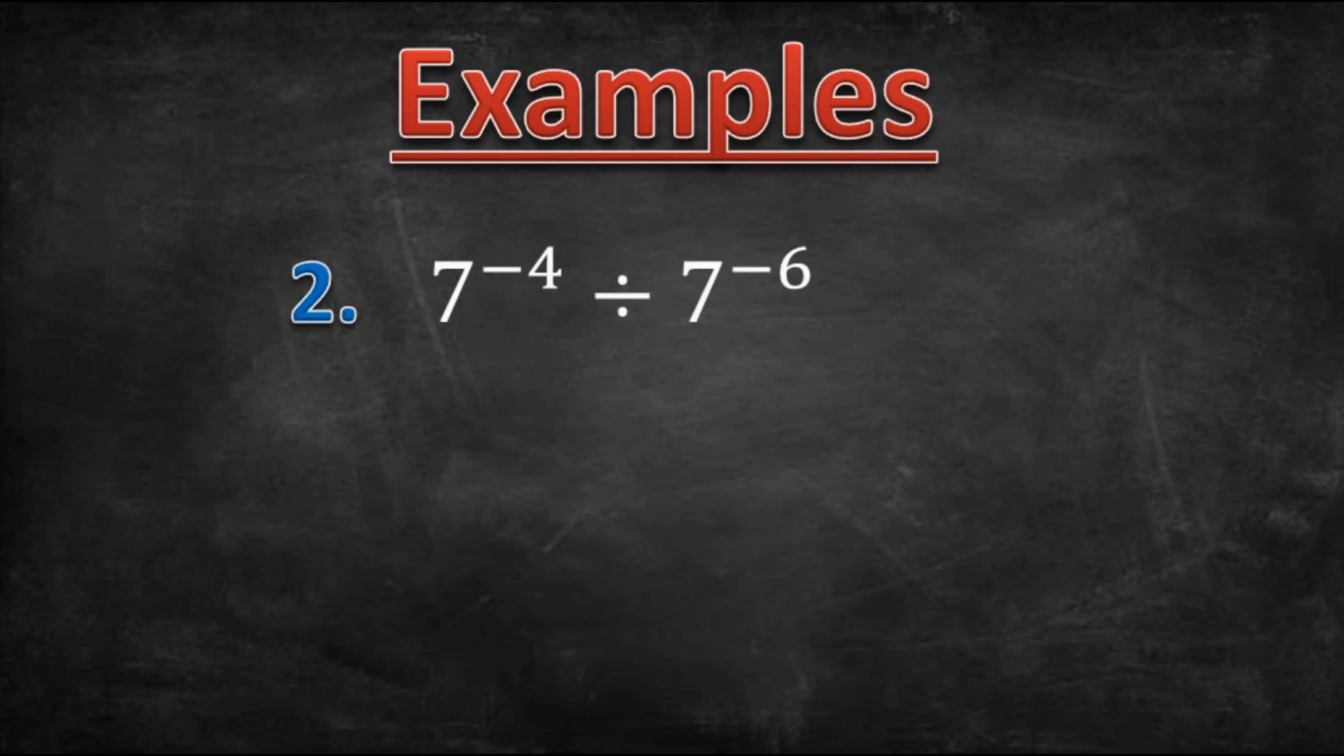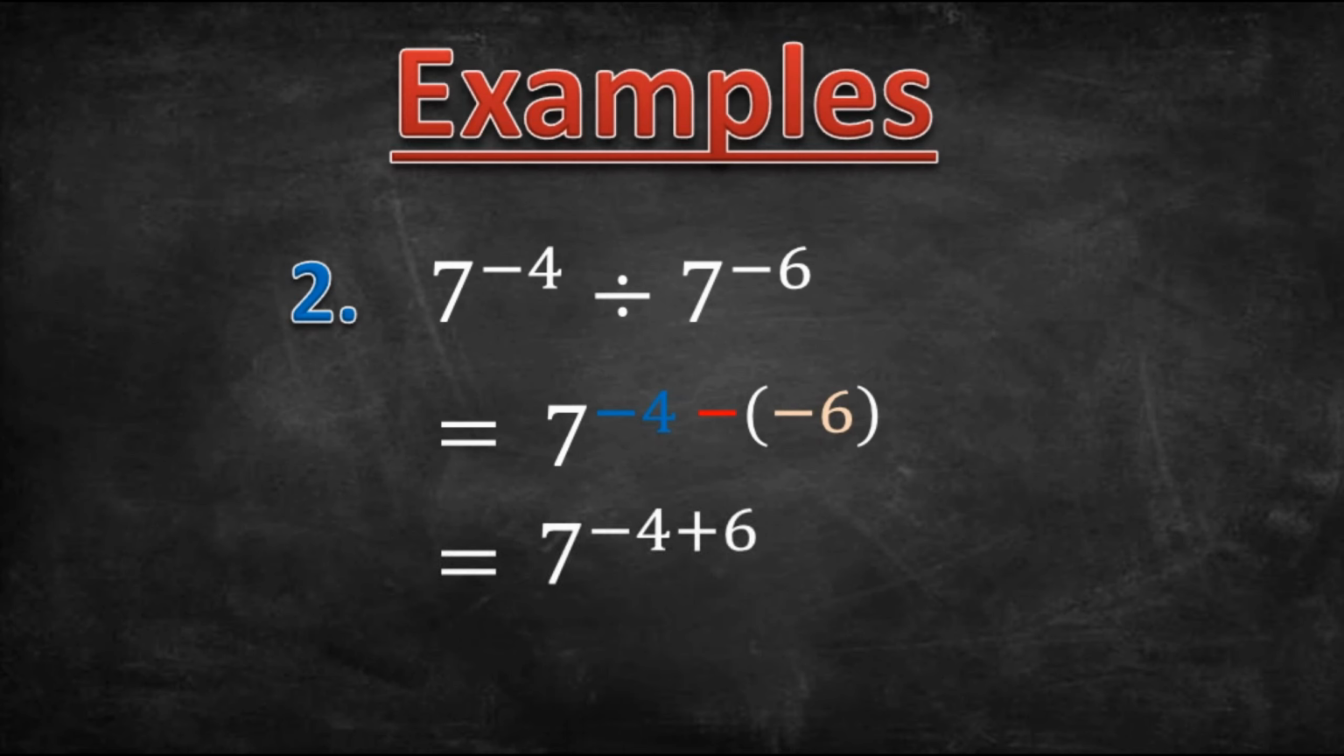Here we have 7 to the negative 4 divided by 7 to the negative 6. Once again, the bases are the same, so we can subtract the powers. So it's 7 to the negative 4 minus negative 6. Once again, a minus times a minus is a plus. So it's 7 to the negative 4 plus 6, which is 7 squared. Negative 4 plus 6 being 2. And 7 squared, of course, is 49.